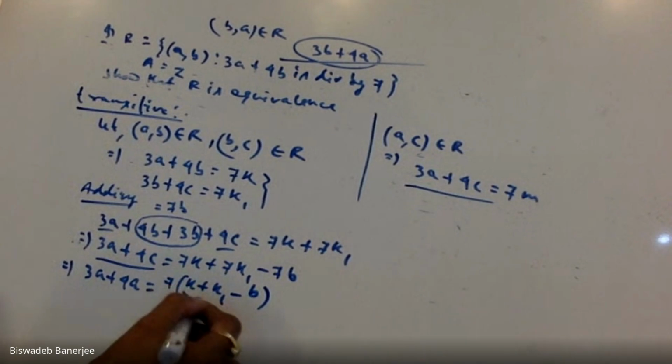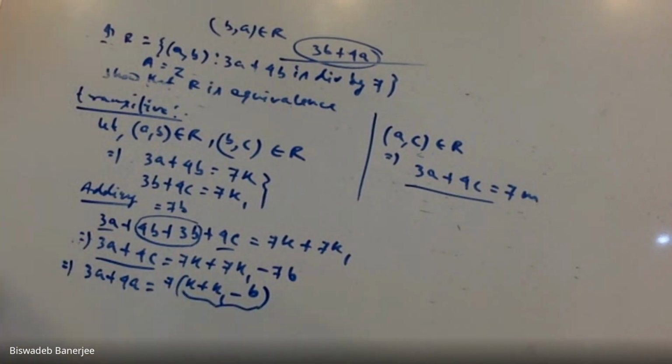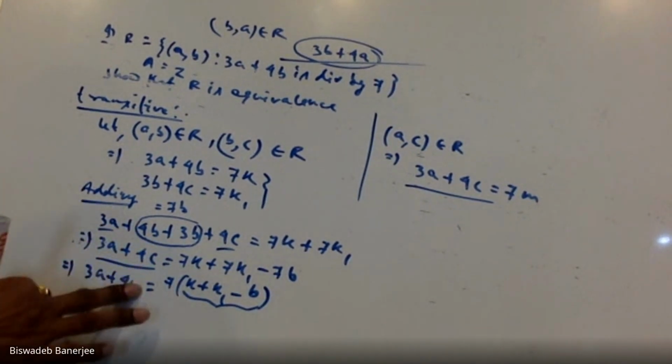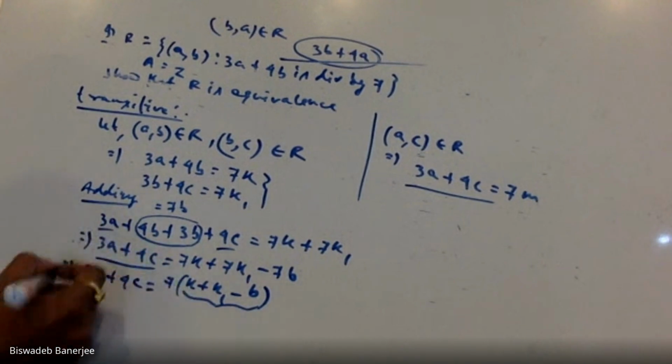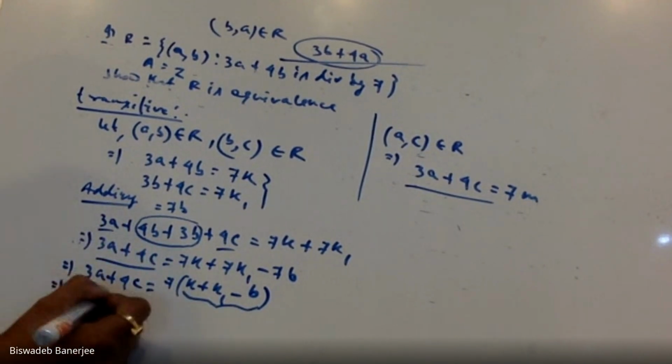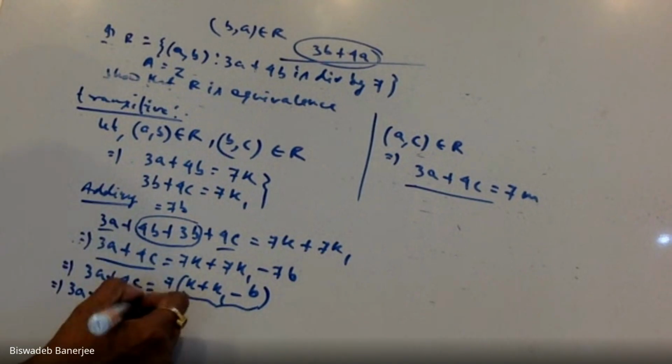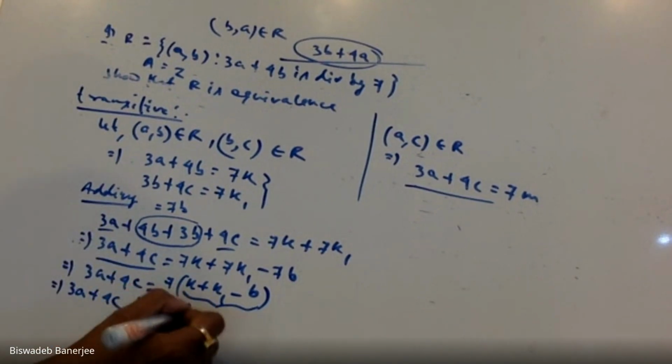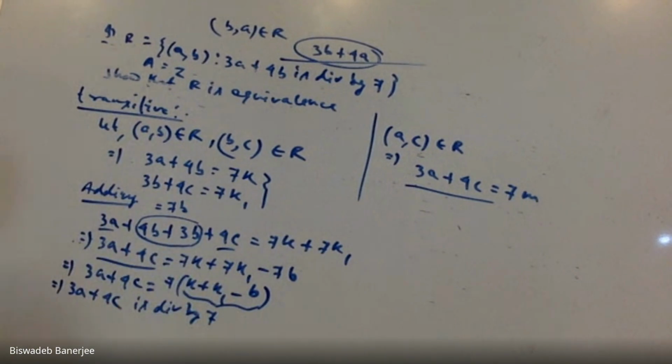Yes, this is an integer because k is an integer, k1 is an integer, b is an integer. That means it is a multiple of 7. Multiple of 7, that means what? Sorry, it is 4c. That means 3a plus 4c is divisible by 7, because it is 7 into something, that means it's a multiple of 7. So 3a plus 4c is divisible by 7.